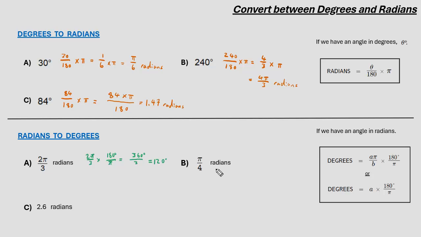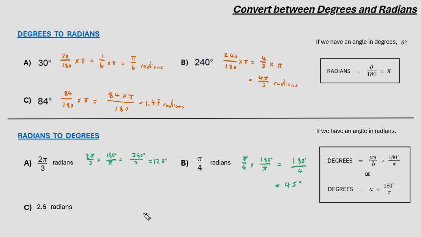And the same approach with pi over 4 radians. Pi over 4, again multiplied by 180 degrees over pi. We'll have a cancellation again of pi. This leaves us with 180 degrees over 4, which gives us a result of 45 degrees. So pi over 4 radians is the same size as 45 degrees.